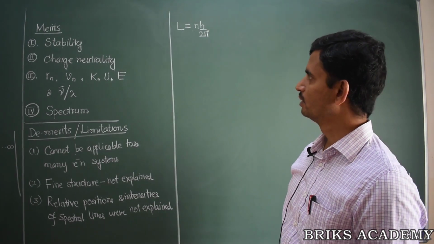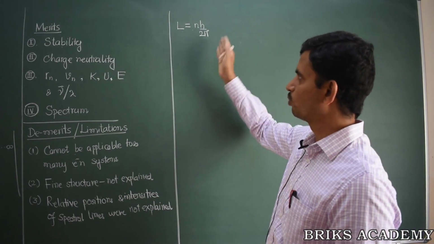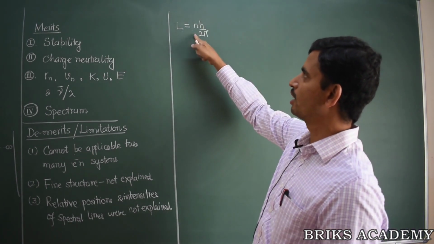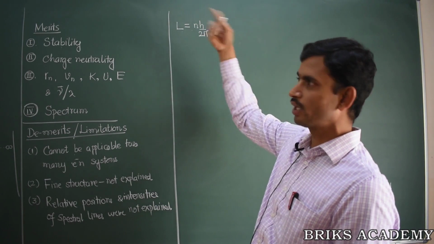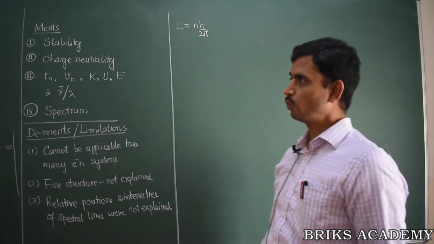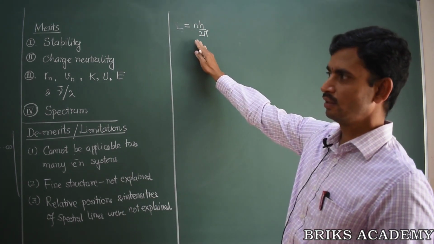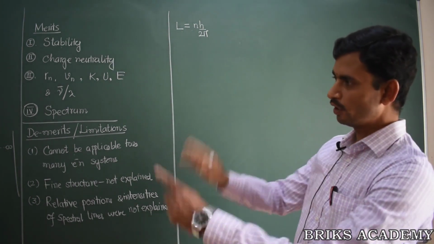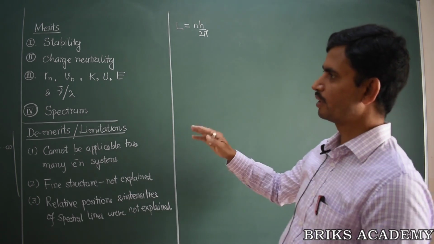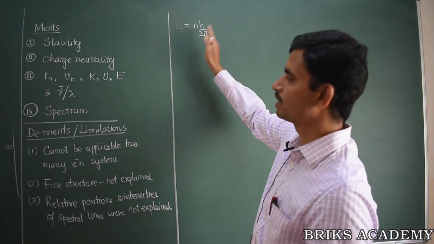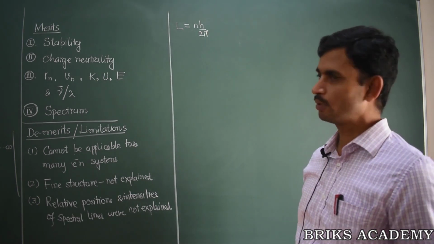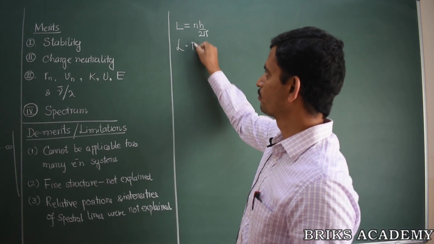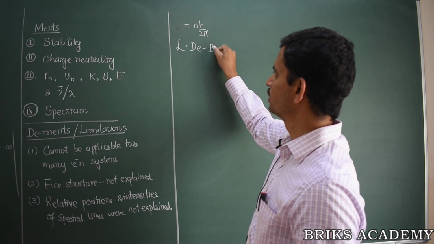What is the reason for it? Bohr even did not explain why it should be like this. Why should the angular momentum be integral multiples of h by 2 pi was not explained by Bohr himself. But only if the angular momentum is like this, the atom becomes a stable atom, the right kind of atom, and the whole of what we have discussed can be done only if the angular momentum is like this. Why? It was not explained by Bohr. But who explained this? Later on, Louis de Broglie, which should be pronounced as de Broglie.